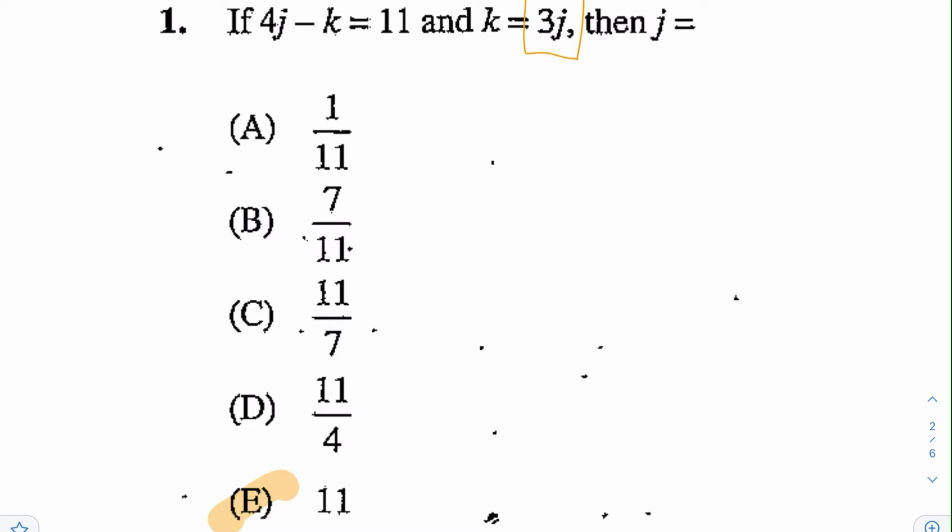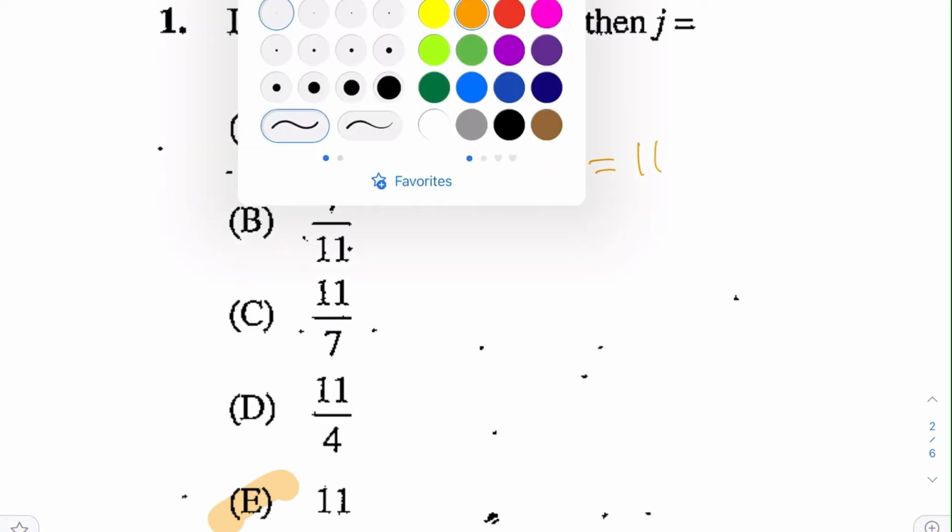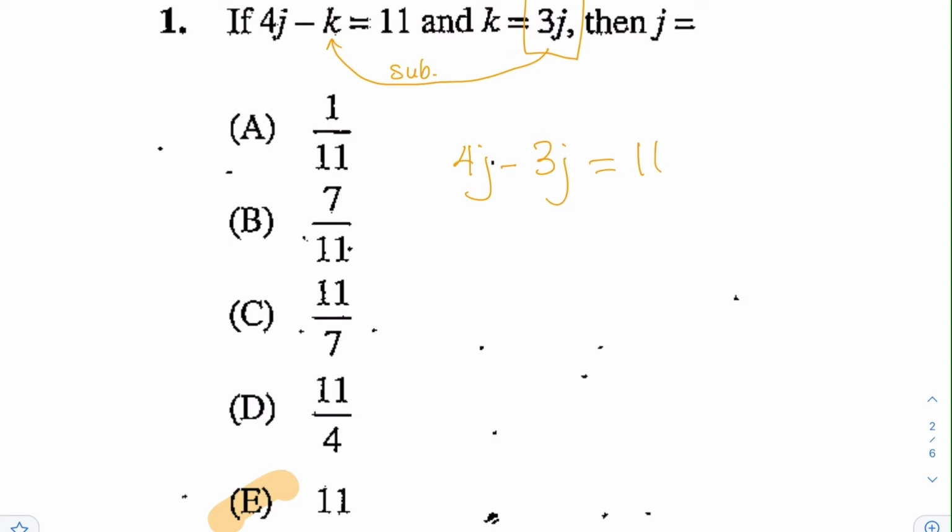So here, you know that k is equal to 3j, so you can substitute this 3j into the variable k. Instead of k, you'll have 4j minus 3j. That's equal to 11. Now for 4j minus 3j, you just subtract the coefficients. So 4 minus 3 is equal to 1, so that's just j, which must be 11. And that's choice E.